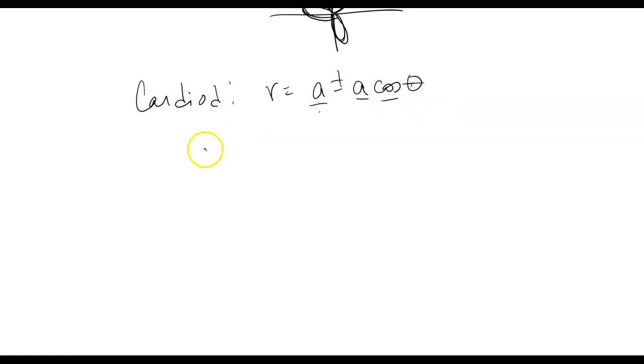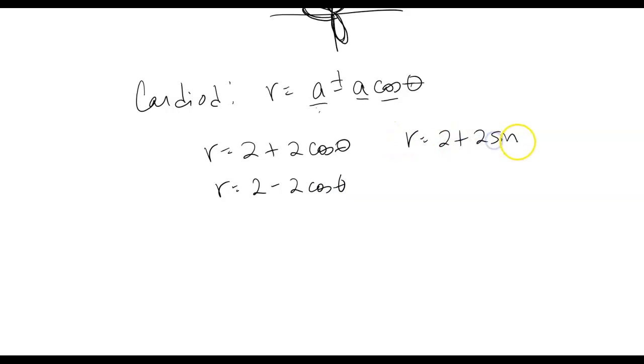So go ahead and just play with this and type in maybe 2 plus 2 cosine versus 2 minus 2 cosine versus 2 plus 2 sine, and maybe 2 minus 2 sine. What this is going to do is show you which axis it'll lay on. It'll show you how to sort of flip it around. If you are taking BC calculus next year, kids, this is very important.